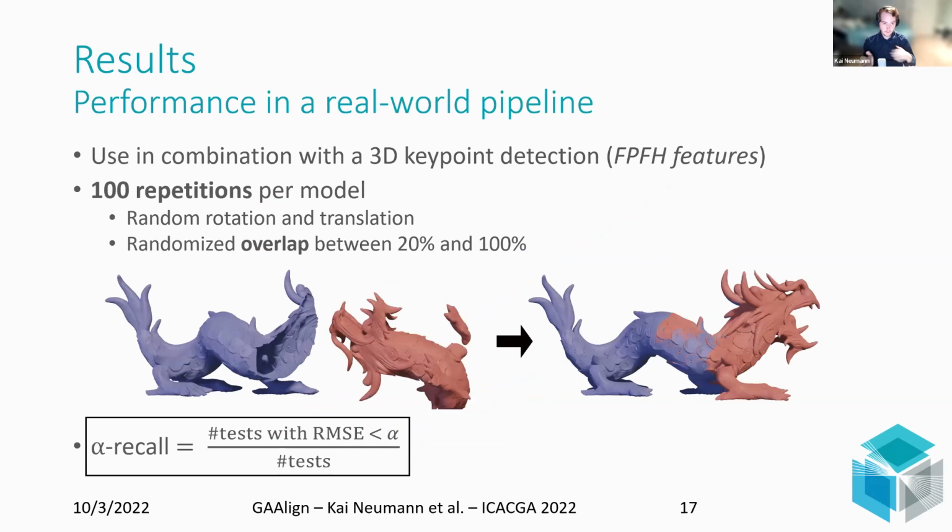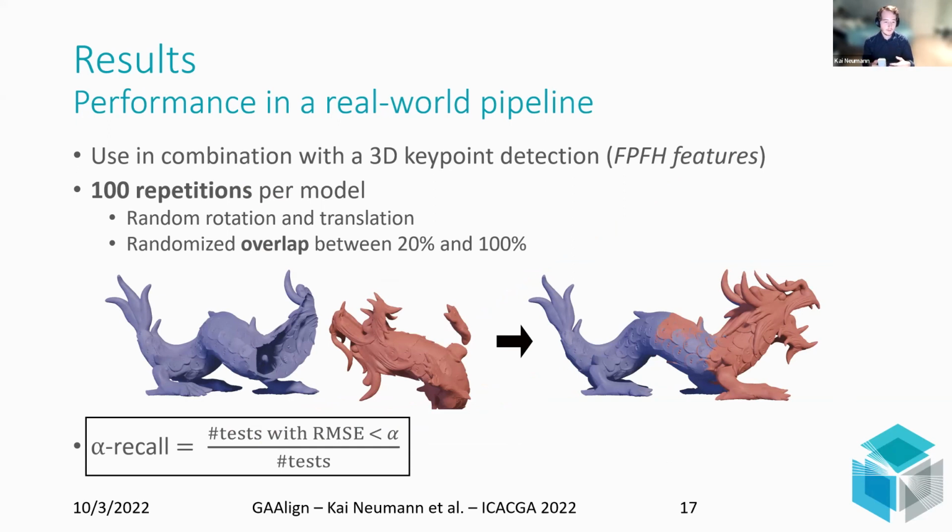Okay, and then as a final test, we tested the performance in a real-world pipeline. This means that we used it in combination with a 3D keypoint detection. So we used FPFH features, and we did 100 repetitions per model. We randomly rotated and translated the input point clouds, and we also randomized the overlap between 20% and 100%.